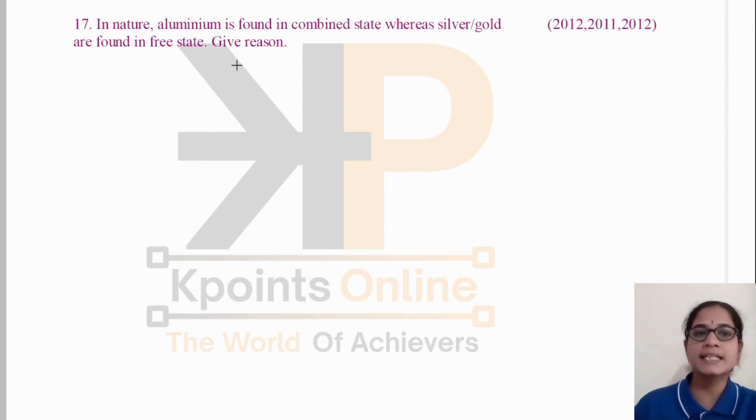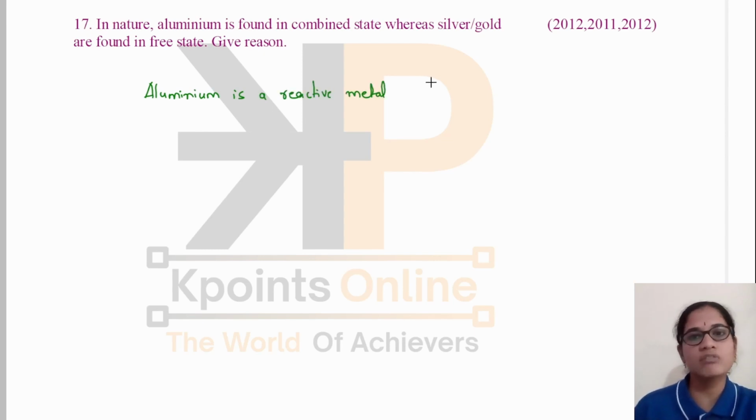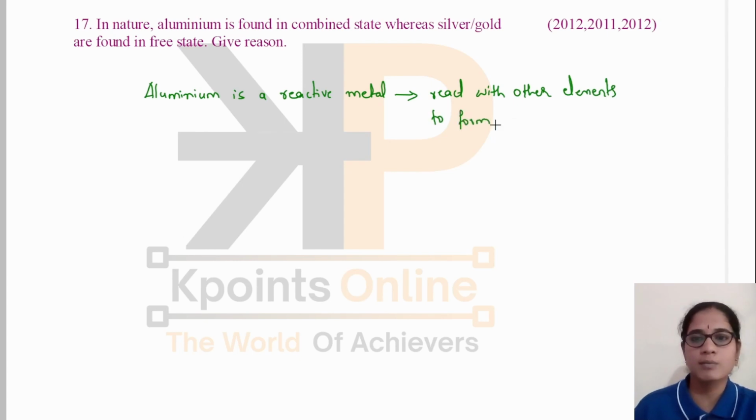Okay. Next question. In nature, aluminium is found in combined state, whereas silver and gold are found in free state. Give reason. We know that aluminium is a reactive metal. So it will always combine with other elements to form compounds. It will react with elements like oxygen to form compounds.